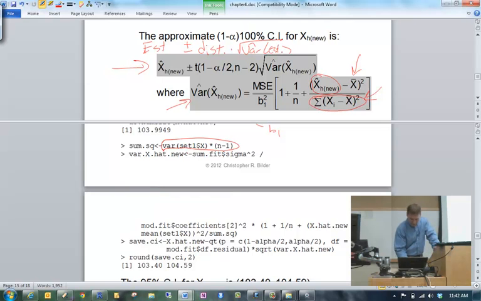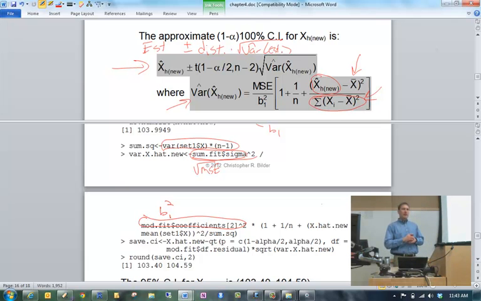Then I pull out sum.fit$sigma. Remember what that is? That's the square root of MSE, just the sigma part there. So I square it to get MSE, so it gives me this. I divide by B1 squared, and then I multiply by everything that was in the brackets, just arranged correctly.